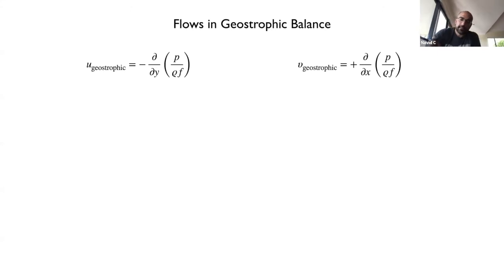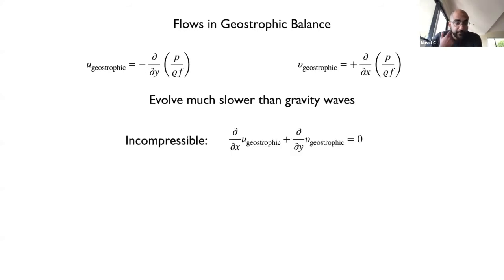So let's discuss a bit about what these geostrophically balanced flows are, what their characteristics are. Annie was talking about this before. They evolve much slower than gravity waves, as we saw, and they are incompressible. Because these flows are essentially given as the gradient of the pressure, you can see that if you take the x derivative of the u velocity and the y derivative of the v velocity, you'll get exactly 0.